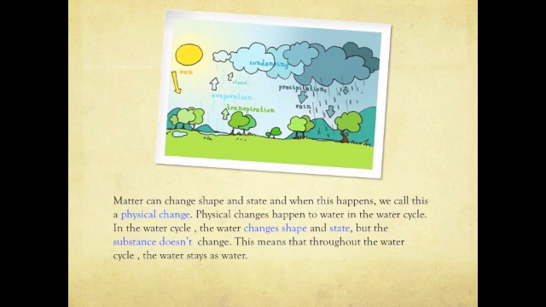Matter can change shape and state, and when this happens, we call this a physical change. Physical changes happen to water in the water cycle. In the water cycle, the water changes shape and state, but the substance doesn't change. This means that throughout the water cycle, the water stays as water.